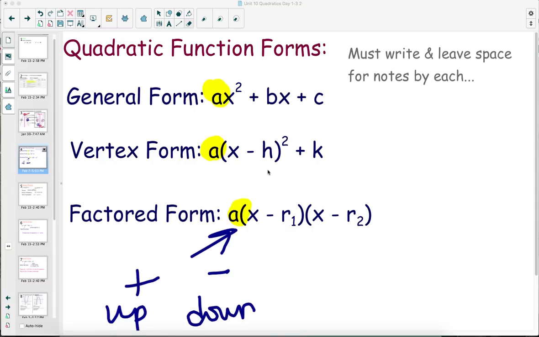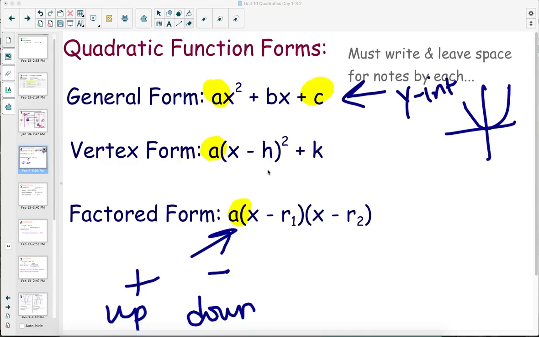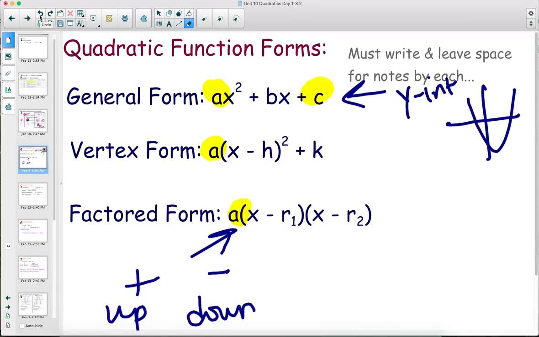So general form is not factored. It's in that form, ax squared plus bx plus c. All we can tell from general form is this key point here, which is what we call the y-intercept. So if we think about our graph that we just looked at, that was a bad drawing. Thinking about that graph, the y-intercept we would know is right there. So with general form, the only thing you can find is the y-intercept.